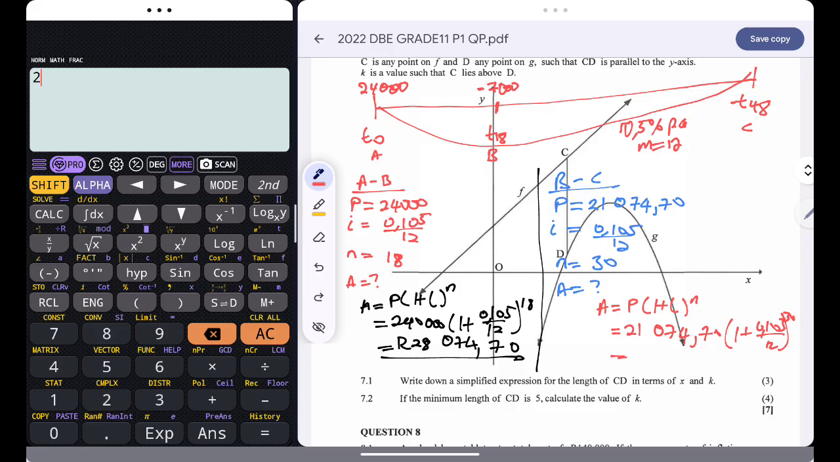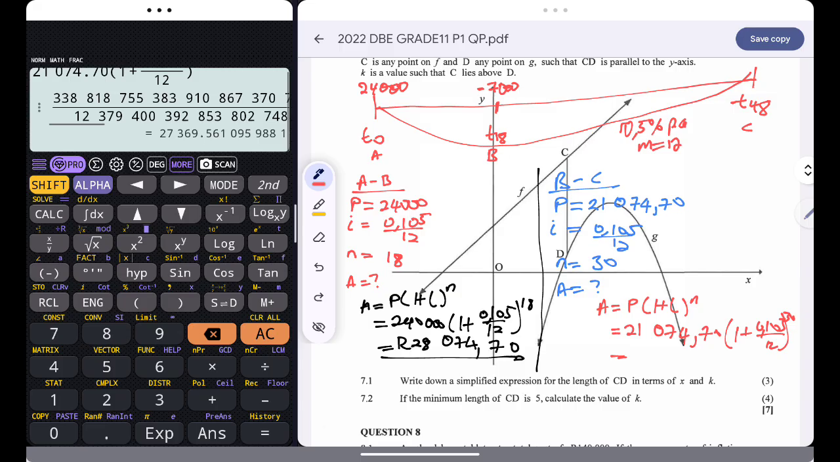You'll obviously have 21,074.70 times 1 plus 0.105 all over 12 to the power of 30. So this will give me 27,369 and 56 cents. This is the amount of money that, guys, you will have now.